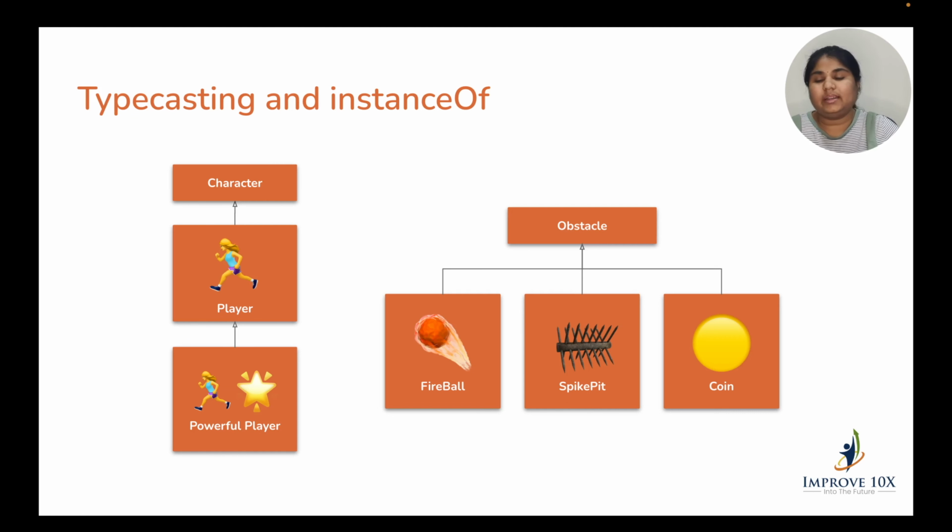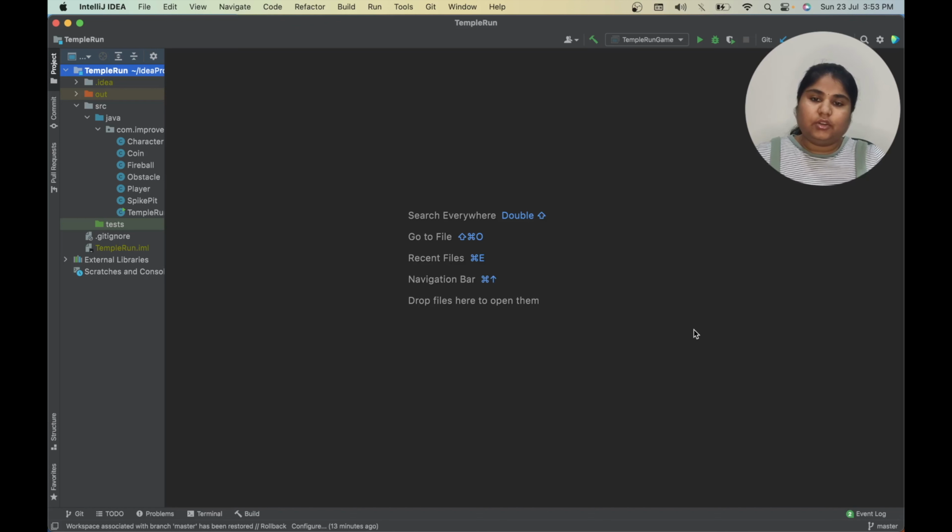Now, let's go ahead and refactor our existing code in order to implement instanceof and typecasting and also to make the code better. After refactoring is done, we can continue with implementation of the various inheritance types that we have learned today. In the previous video, we implemented the Temple Run game using inheritance concepts. So today we are going to continue implementing the different inheritance types.